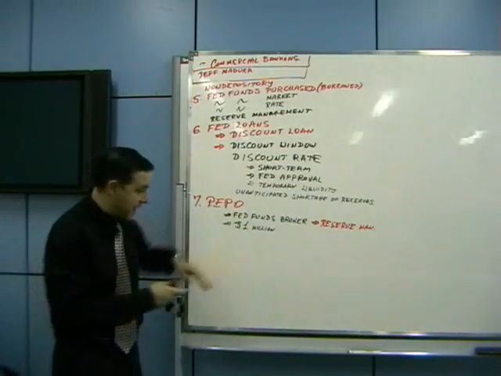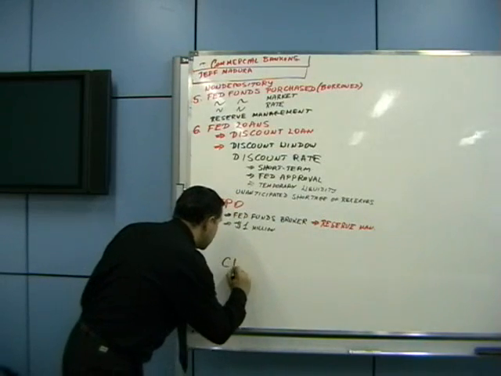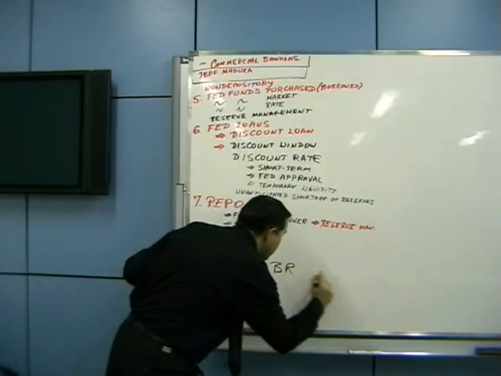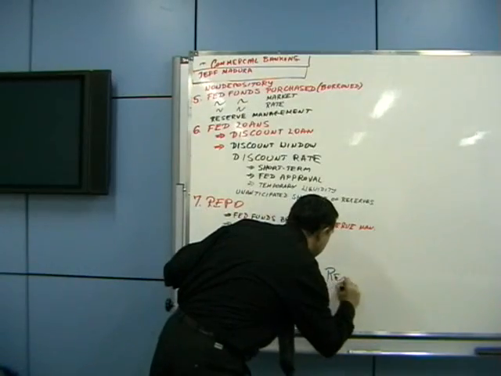So commercial bank, let's say commercial bank, broker, retail customer.